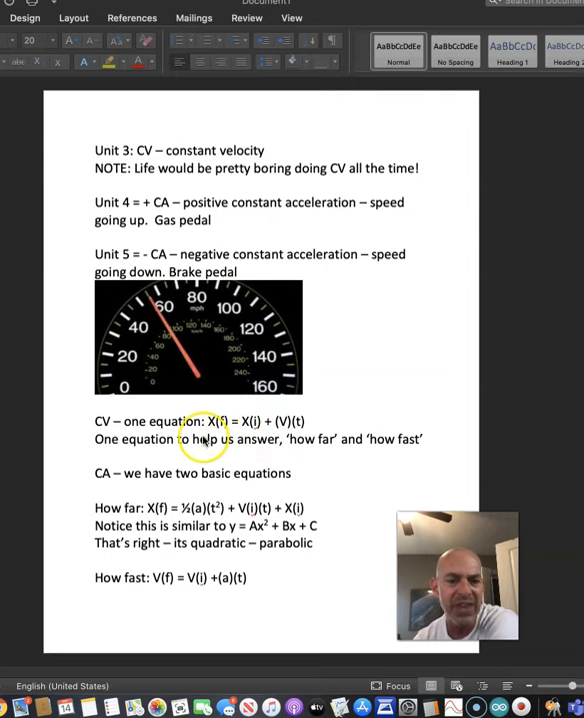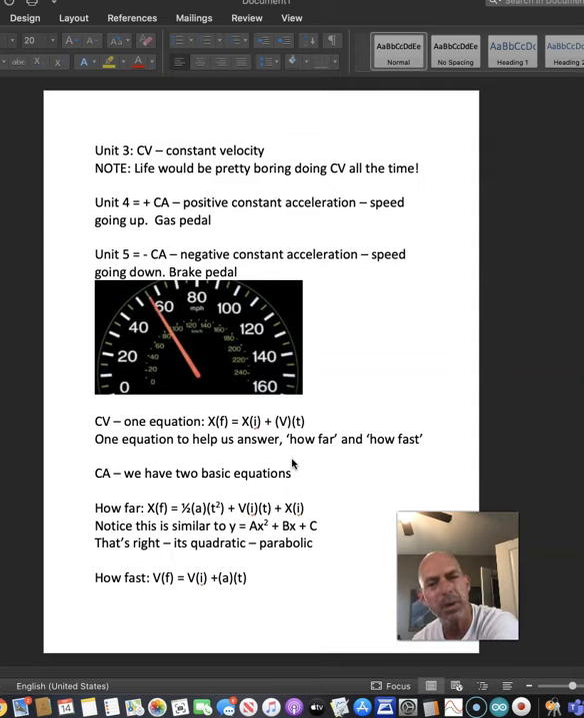With our CV sort of unit, we could really answer both of these, or one equation can really help us with both concepts, right? X sub F, remember what that stands for. That's a final position. When we take that and subtract the initial position, we get how far the object moves. All right, this velocity is telling us how fast. So this one equation can really help us with both sorts of answering both sorts of questions.